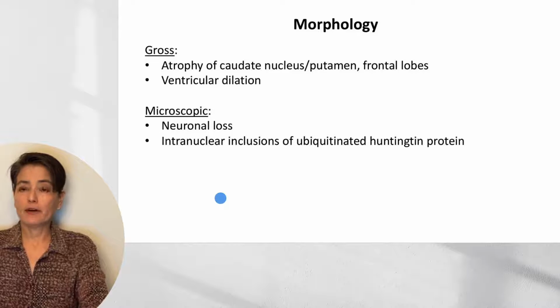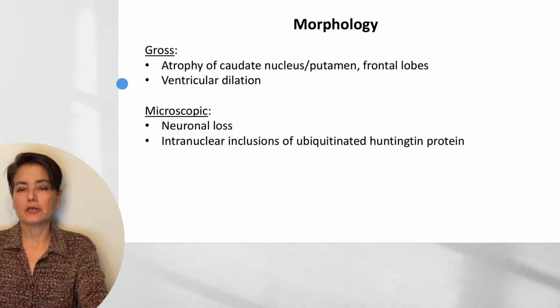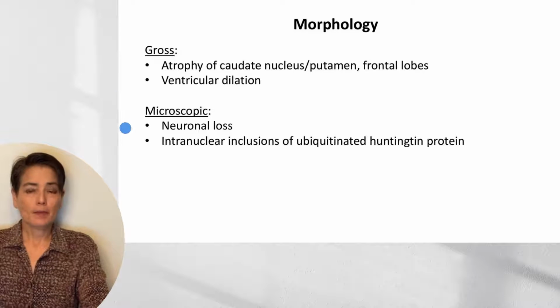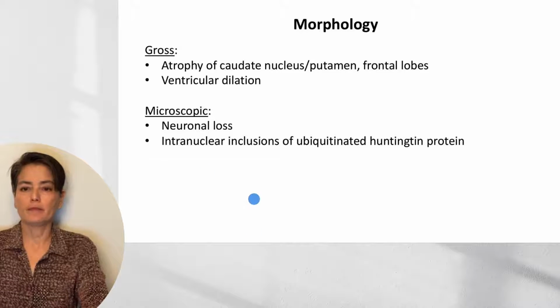The most dramatic finding we will see in Huntington disease is atrophy of the caudate nucleus and putamen. We can also see some atrophy of the frontal lobes, and as we saw in Alzheimer's disease, we will get a corresponding ventricular dilation. Microscopically, we'll see neuronal loss as well as intranuclear inclusions of ubiquitinated Huntingtin protein.